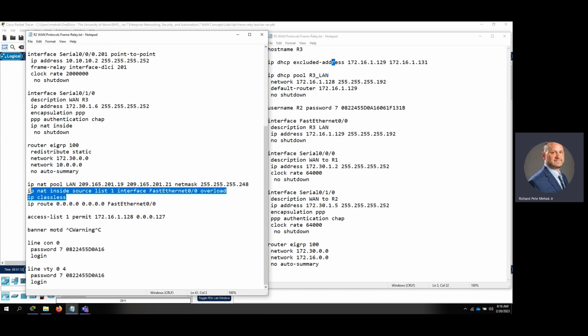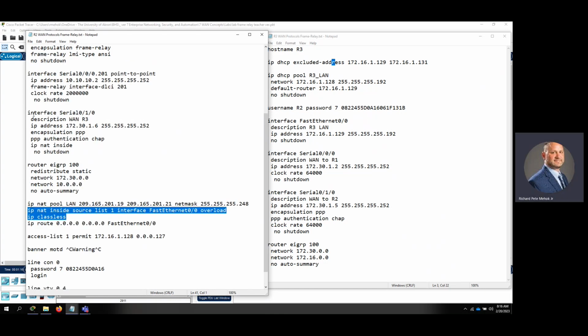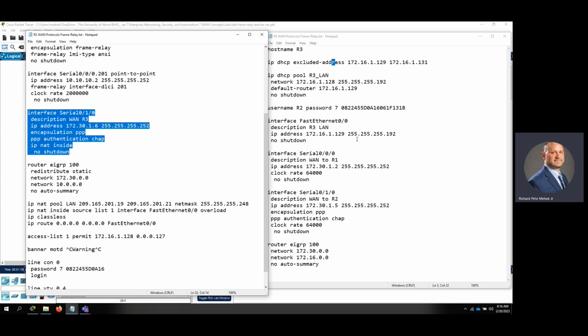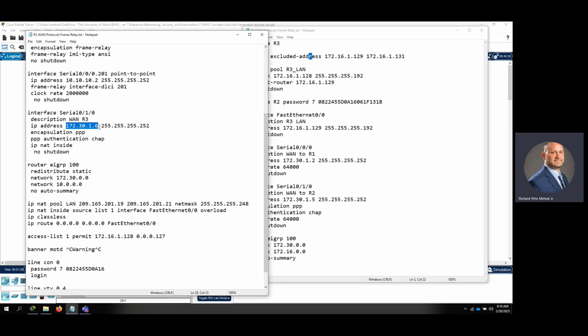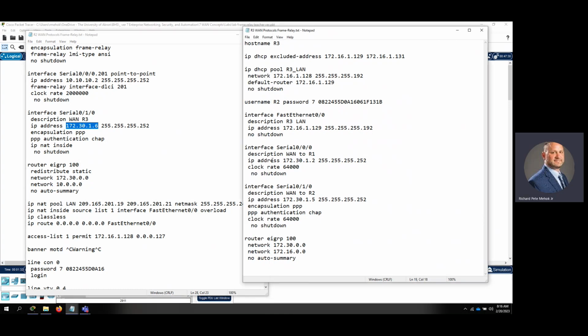And then here's our NAT and PAT we just talked about and configured. So let's focus in on these two routers and how they're connected. R2 is connected to, so we've got to find the IP. It's 172.1.6, so this one right here. 172.30.1.